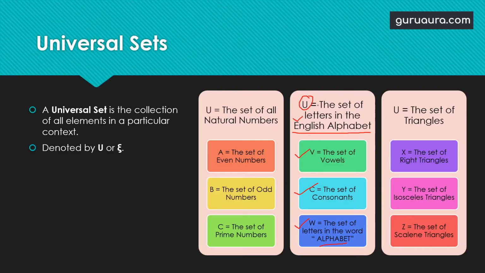Now let's see the third example. X, the set of right triangles. Y, the set of isosceles triangles. Z, the set of scalene triangles. As the elements of the sets X, Y and Z are the members of a common set, that is, the set of triangles, in this case, the universal set is the set of triangles.